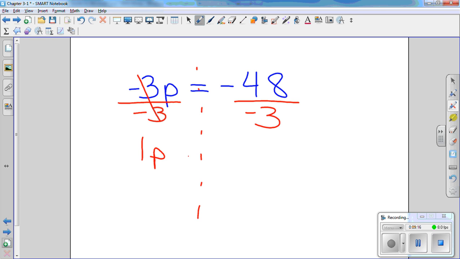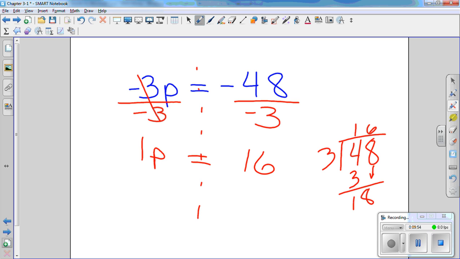Equals, well, what's negative 48 divided by negative 3? Well, if you're not sure, think of this. Negative divided by negative is a positive. Remember how we do those? We did that at the beginning of the year. Long division. Use my calculator. Understood. Okay. So 48 divided by 3 is 16.